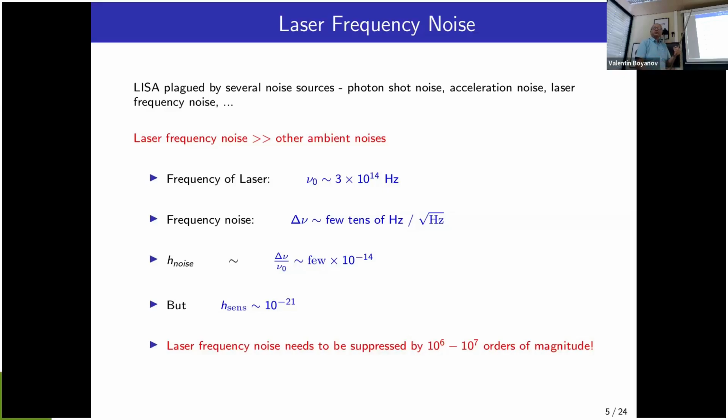You can do this kind of arrangement. So here, this laser frequency noise is also there in ground-based detectors, but you can cancel it because you just make the arms as equal as possible. Okay. So laser frequency noise is much greater than other ambient noises like photon shot noise, acceleration noise, all sorts of noises are there in LISA.